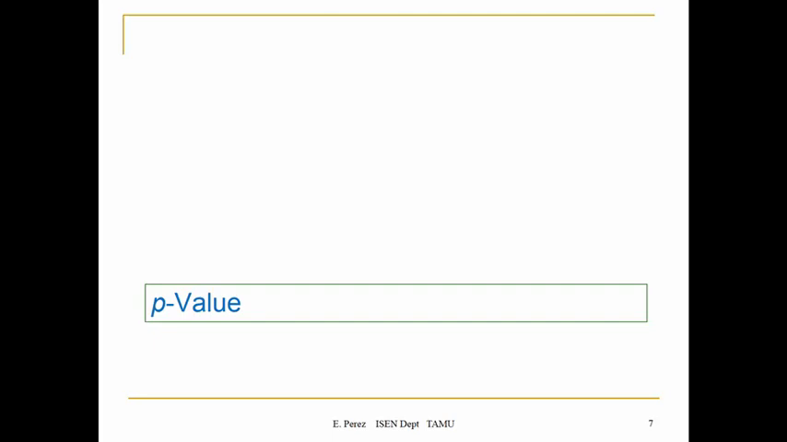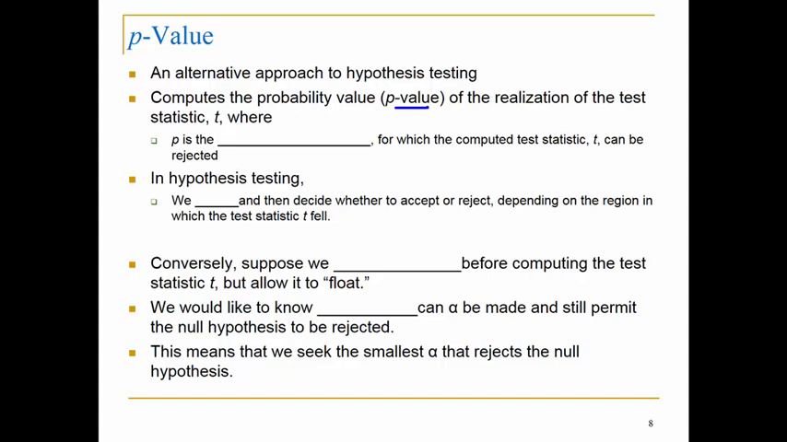Okay, so that's a quick review in terms of hypothesis testing. Now I'm going to proceed and explain a little bit about the p-value, which is an alternative approach to hypothesis testing. Here we compute the probability value, or the p-value, of the realization of the test statistic t, where p is the smallest significance level for which the computed test statistic t can be rejected.